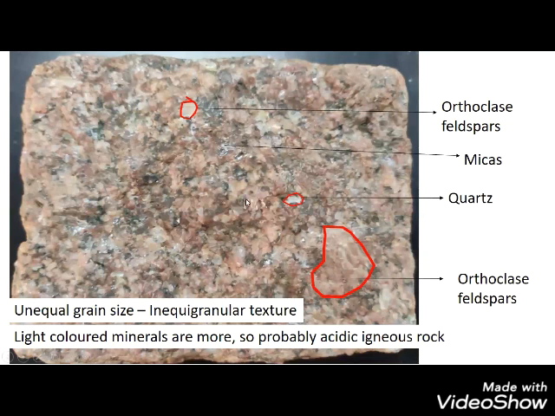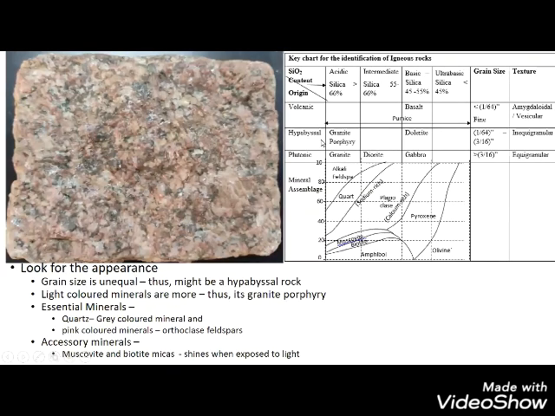There is certain material that is shining too much here, and all these are micas. You can also observe some quartz which is showing vitreous texture. See over here, it is showing vitreous texture, which means to say it is quartz. So based on this, if you go back to the chart, look for the appearance.